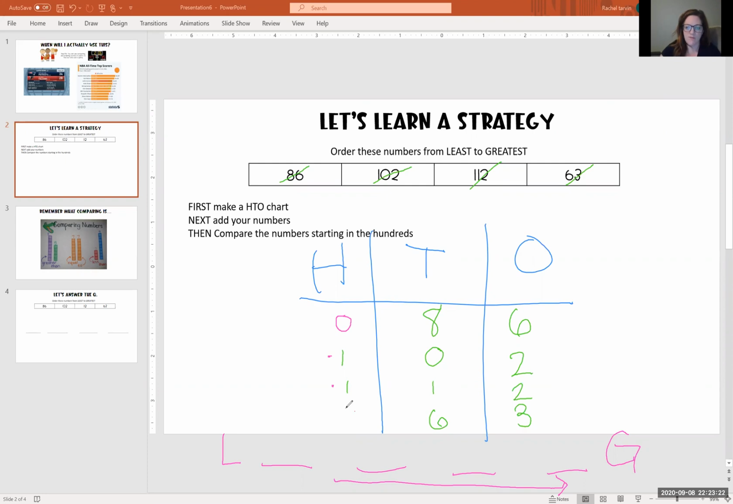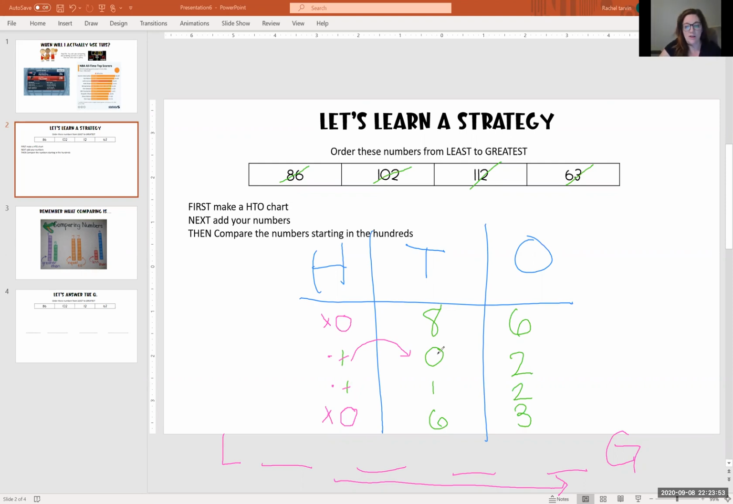Does 63 have any hundreds? Nope. So no way, Jose. That is not my biggest number. And we know up here, no way, Jose, not my biggest number. It's between 102 and 112. So I already know that my hundreds places are the same. They are equal to each other. So I know that I need to move on to the next place value. I need to look at my tens next to tell me what is greater.